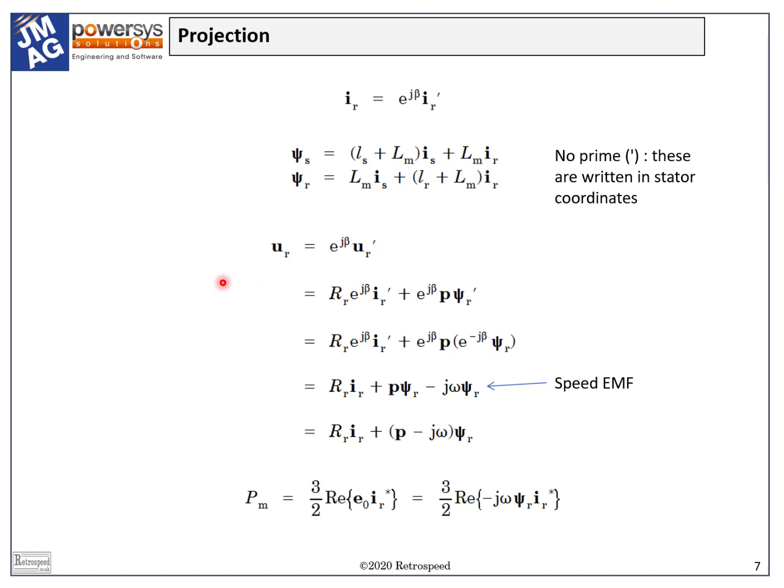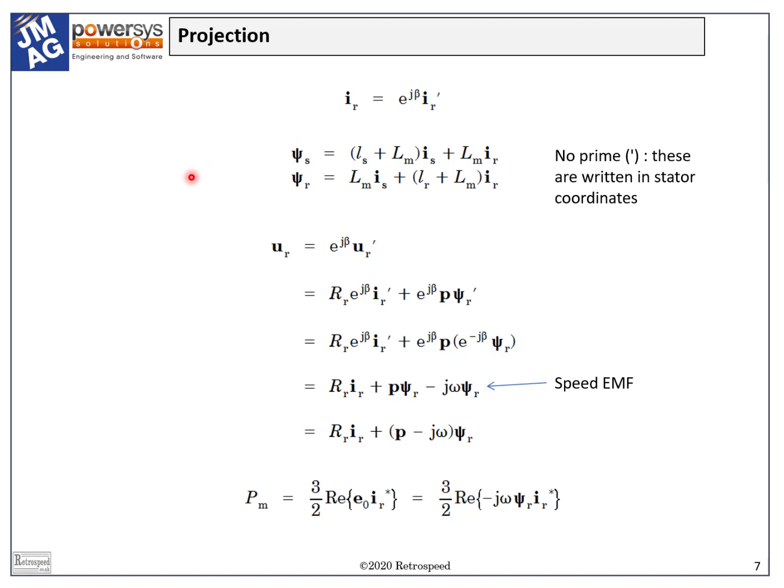In this case, the transformation of a space vector from one frame of reference to the other involves nothing more than a rotation operator, which we see here as e^(jβ) between the primed set, the rotor frame, and the unprimed set, the stator frame. Beta is the angle between the two reference frames, and the transformation by e^(jβ), or e^(-jβ) going the other way, is known as a projection or a rotation transformation.